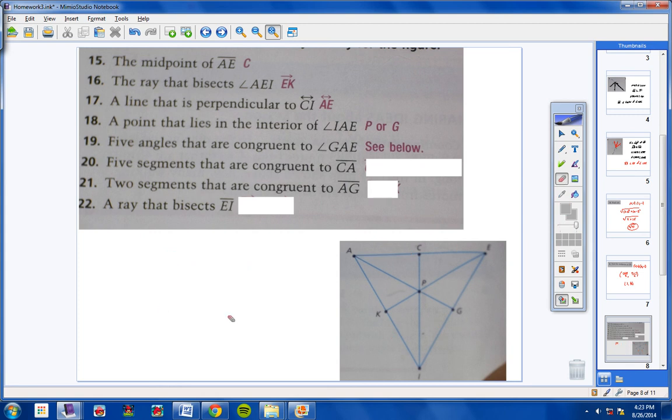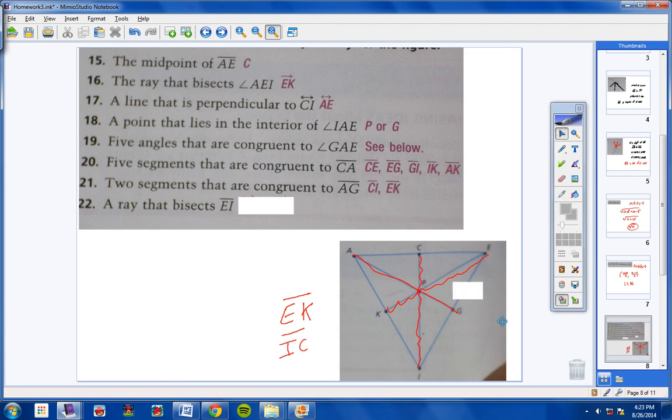All right, and let's go ahead and move on to number 21. 2 segments that are congruent to AG. Well, here's AG. So another segment that would be congruent to that is segment KE, this one right here, or EK, however you want to say it, and then also this one right here, CI or IC, however you want to say it. Those 2 segments would be congruent to segment AG.